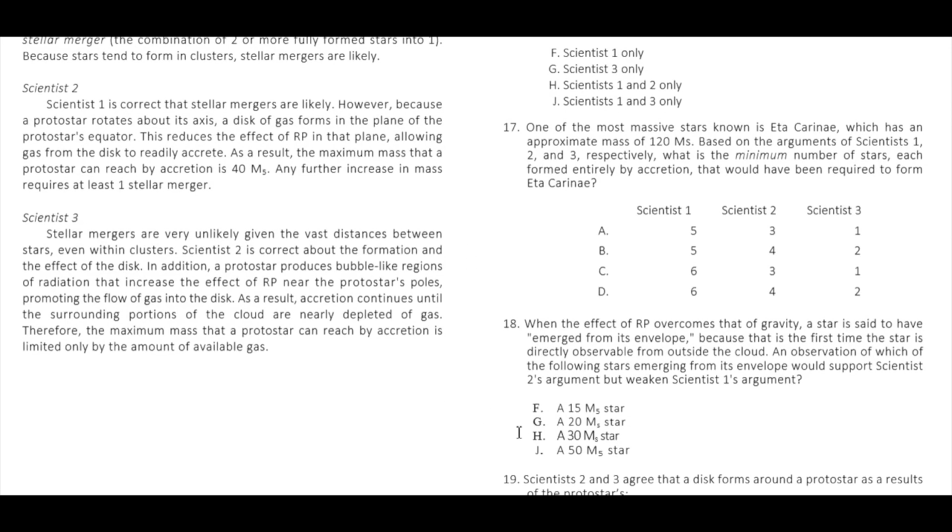Scrolling down to question 18 and looking at the possible answers, we see that F and G are both within the realm of possibility for both scientists 1 and 2. J is outside the realm of both of them, but H is right in between. So H is the correct answer here, because it supports scientist 2's argument but weakens scientist 1's argument, because scientist 1 said that 20 solar masses is the maximum size for a star.